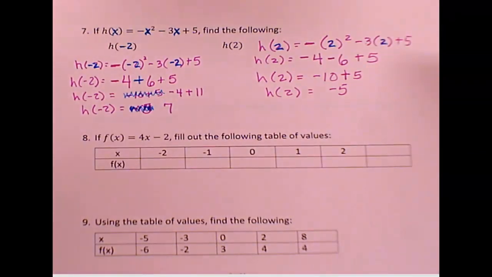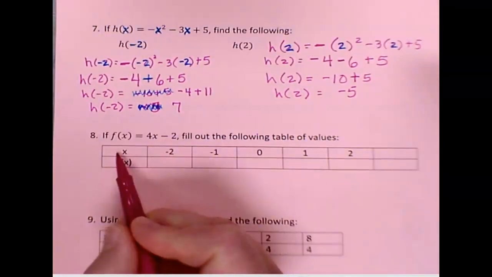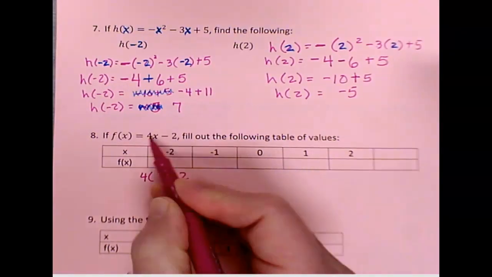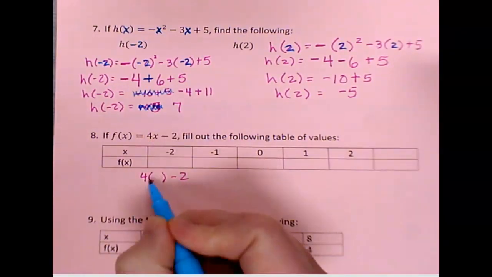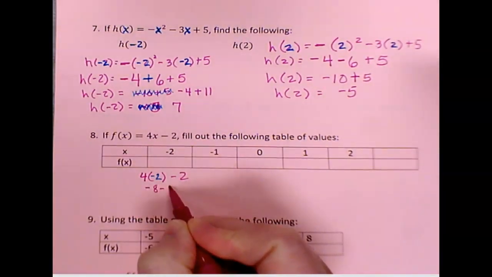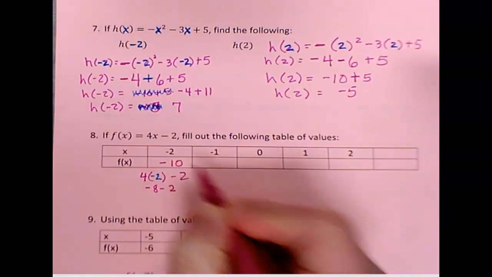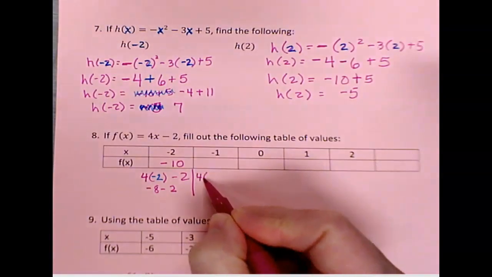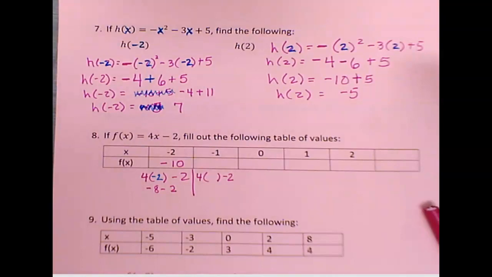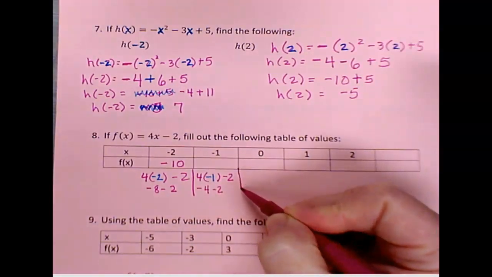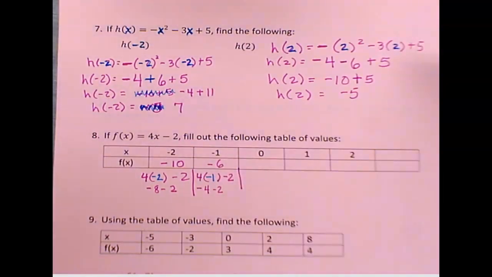When I have a table to fill in, that means this is going to be my x value. I am going to take 4x minus 2, this function right here, and I'm going to plug in a minus 2. Let's see if I can do it this time without a sign mistake. Negative 8 minus 2, this would come out to be a negative 10. Now I'm going to take the same function, and this time I'm going to plug in a negative 1. And so that's going to make a negative 4 subtract 2. Negative 4 subtract 2 would make a negative 6.